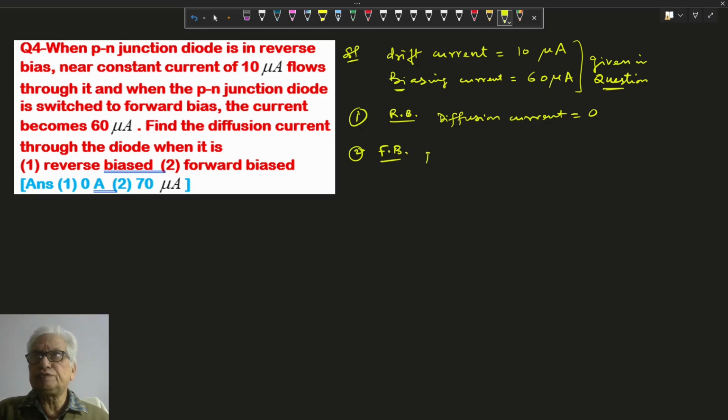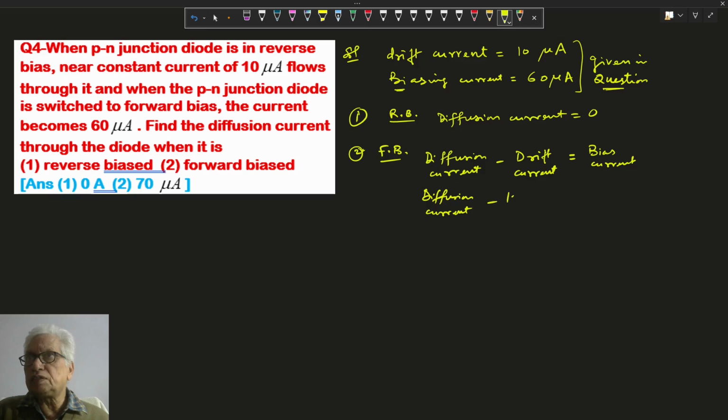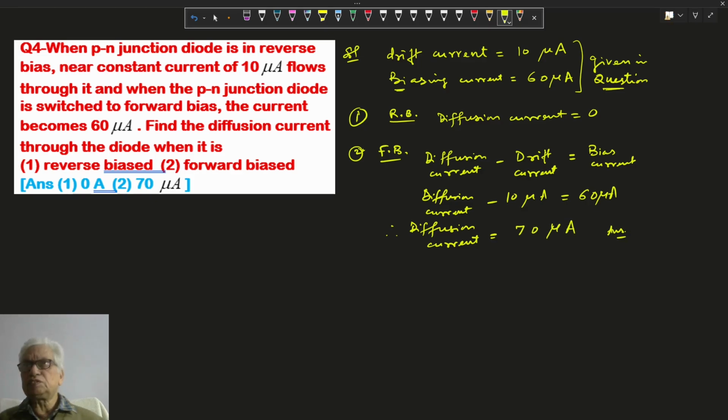Forward bias, diffusion current minus drift current, but they are in opposite directions. That is say bias current. So diffusion current minus drift current 10 microampere is 60 microampere. So diffusion current will be 10 plus 60, that is 70 microamperes. The answer.